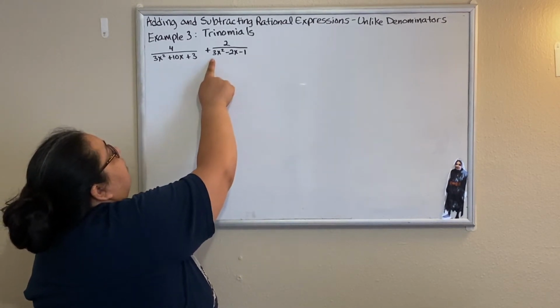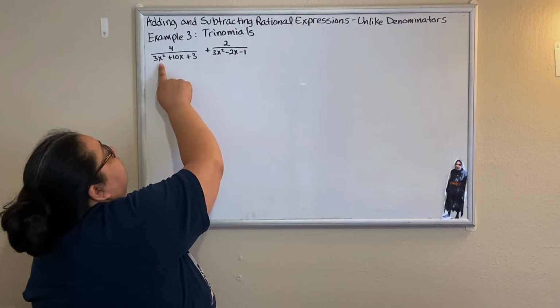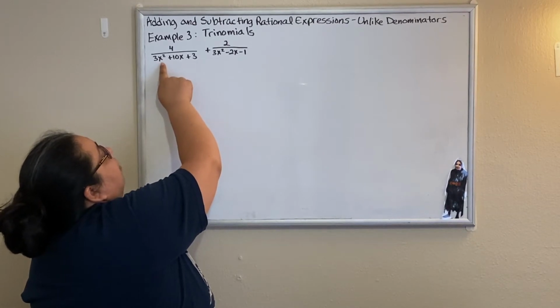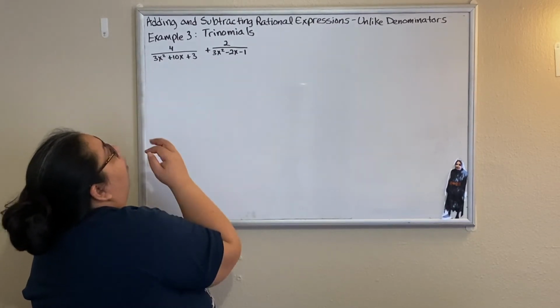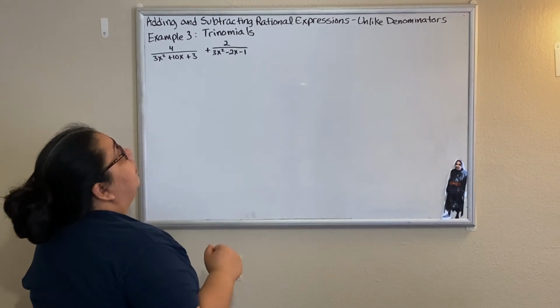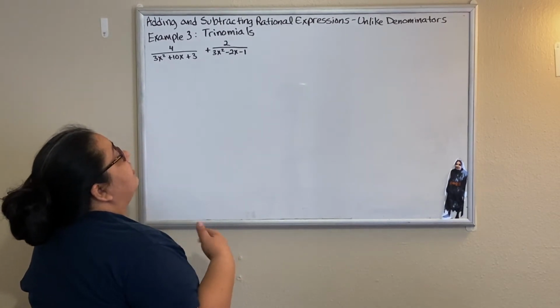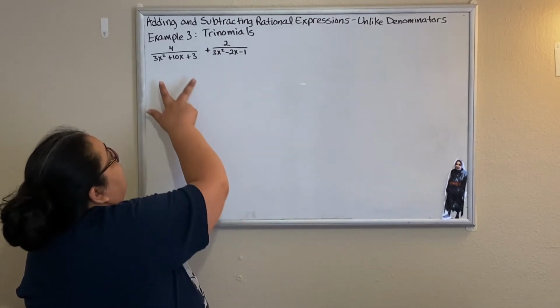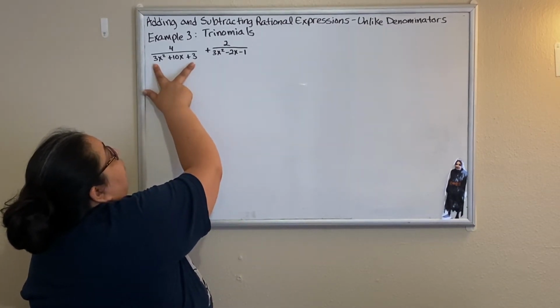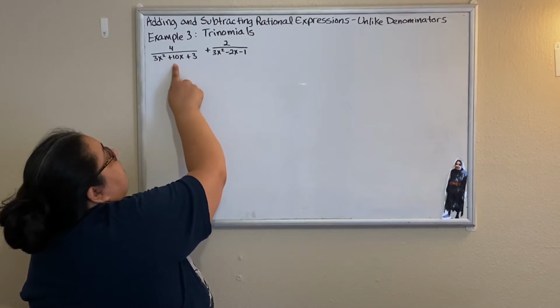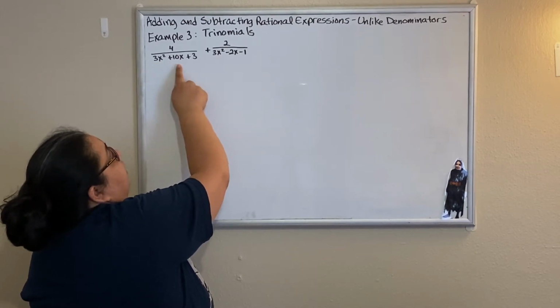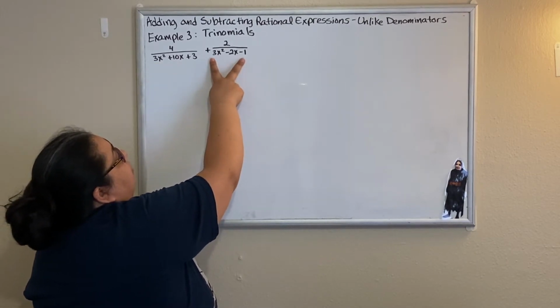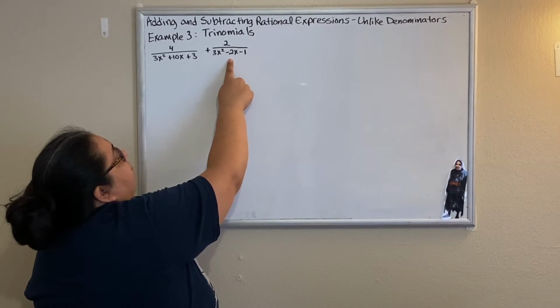My leading coefficient for my leading term of x squared is not 1, it's actually 3. So we're going to have to use more advanced factoring techniques. So I'm going to have to find numbers that multiply to give me 3 times 3, which is 9, but add to give me 10 on the first one. In the second one, I need to multiply 3 times negative 1, which is negative 3. So I need to find numbers that multiply to give me negative 3, but add to give me negative 2.